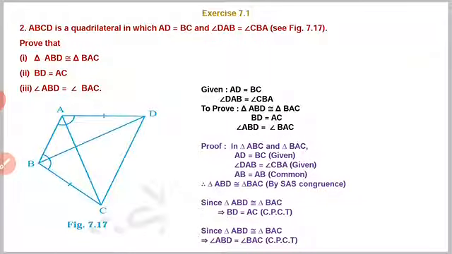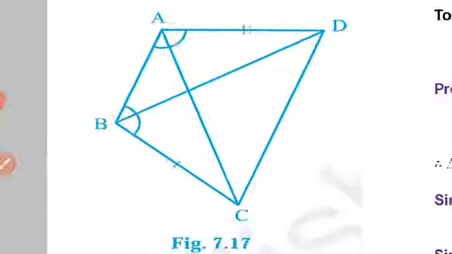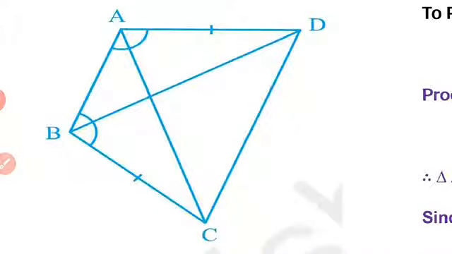So, let's start with exercise 7.1. In this, we are taking question number 2. ABCD is a quadrilateral in which AD is equal to BC and angle DAB is equal to angle CBA. We need to prove that triangle ABD is congruent to triangle BAC. So let's see which two triangles we require.